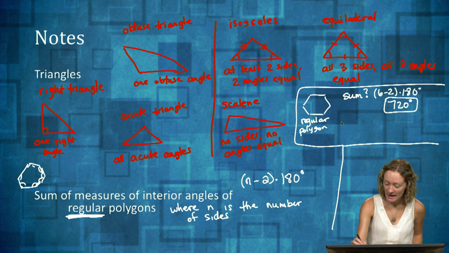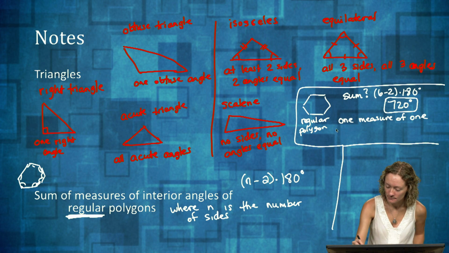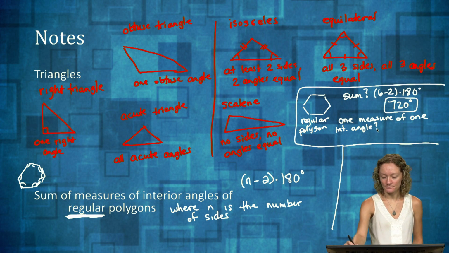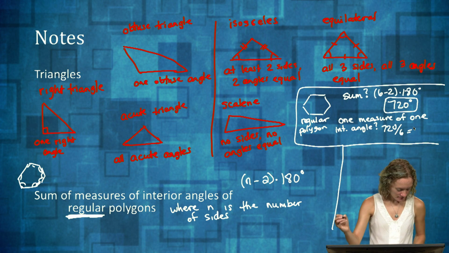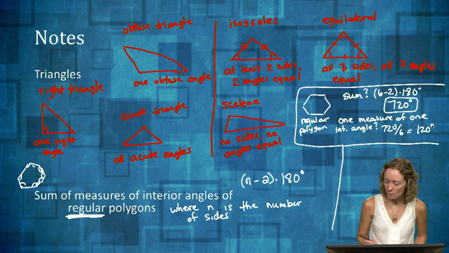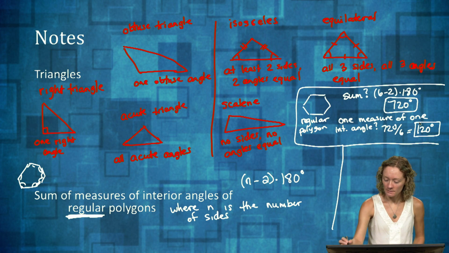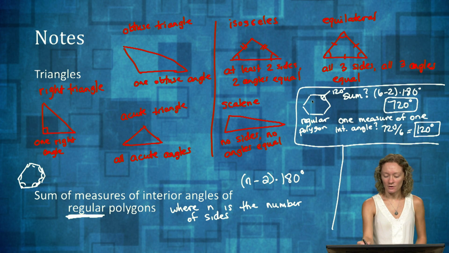The other question you could be asked is, what's the measure of one interior angle? How do you think we find that? Well, if we know that the sum of the angles is 720 and there are 6 angles, just divide. 720 divided by 6 gives us 120. So this angle right here, 120. All the rest 120. I don't quite have enough space to fill them all in.